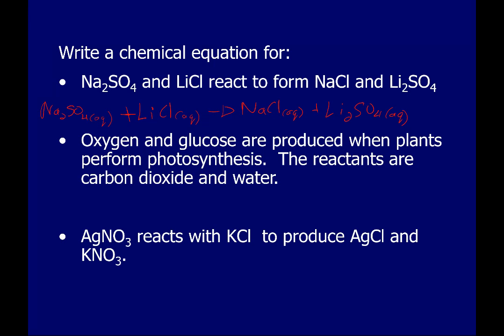Next, we've got oxygen and glucose are produced. Oh, this is the same photosynthesis example, except we're going to put carbon dioxide. Carbon means one carbon, dioxide means two oxygen, plus water. We should know that that's H2O. Yields glucose and oxygen. So that's going to be O2 plus glucose is H6O. No, that's not right.